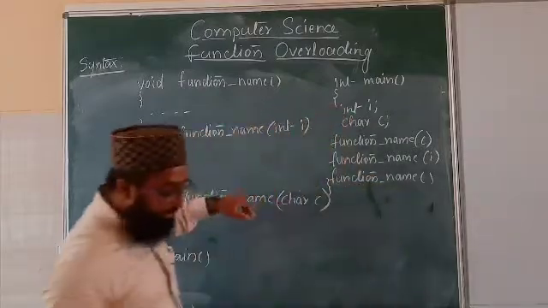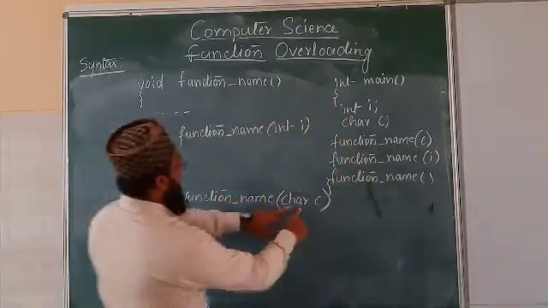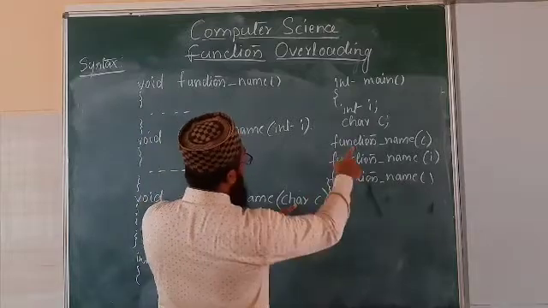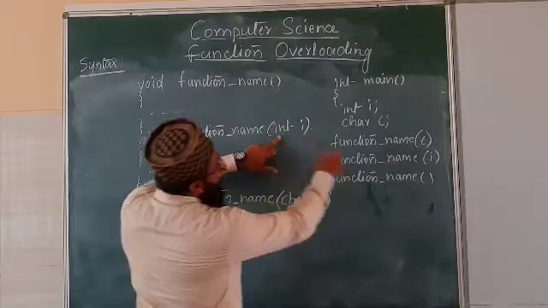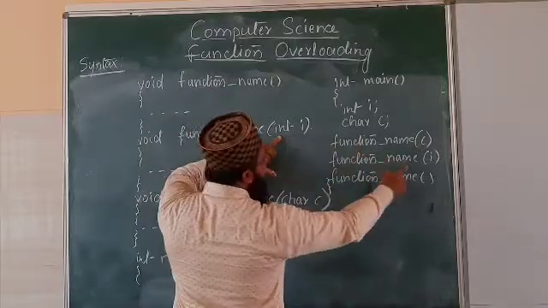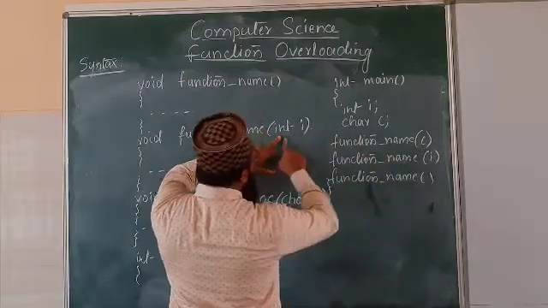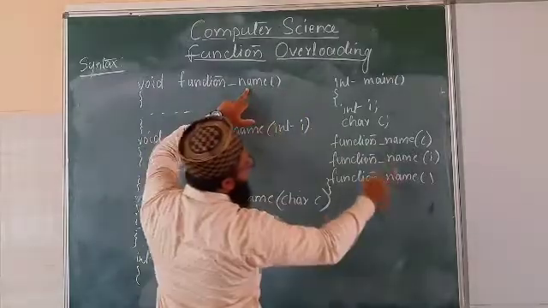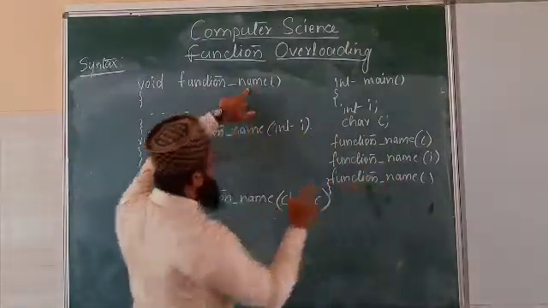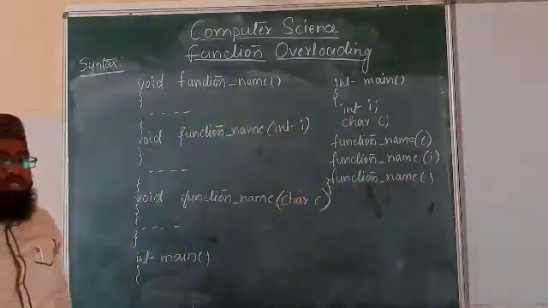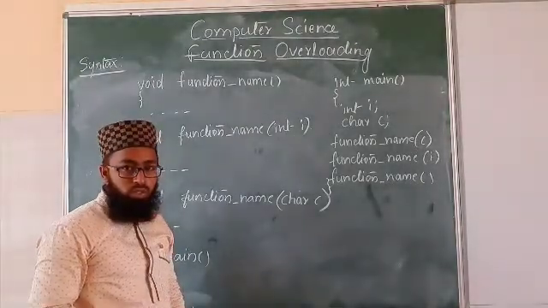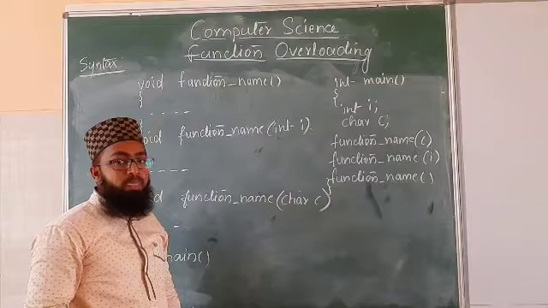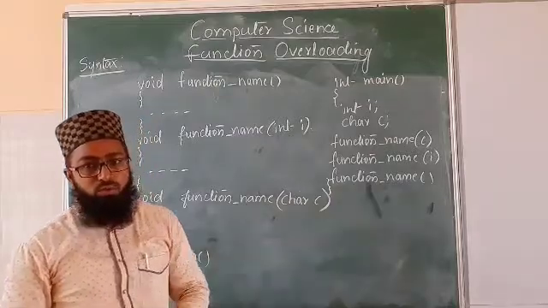See, look here, function name char, okay, here a character type function is called at first, then integer type, here an integer type argument is called, but in the first function there is no argument, but this function is also called. So this is called as function overloading. Hope you have understood the syntax of function overloading.